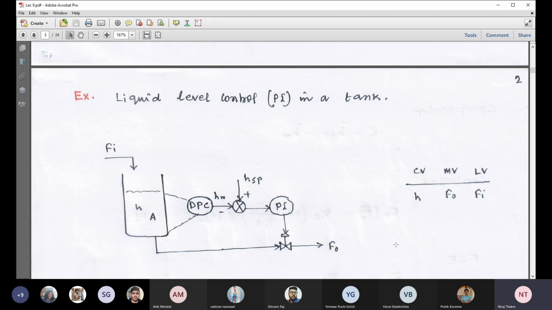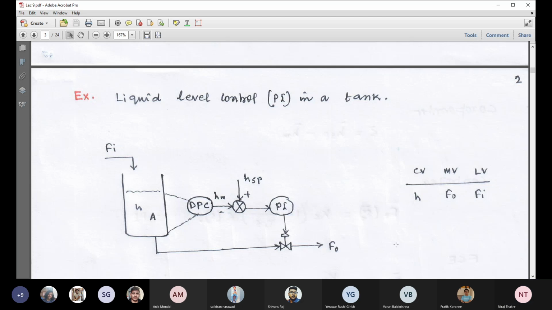Now if you recall the closed loop transfer function, that requires basically 5 individual transfer functions. One is GP, another one is GD. Both are specific to the process. The third transfer function is related to the controller. The fourth one is for the measuring device, and the fifth one is for the final control element.